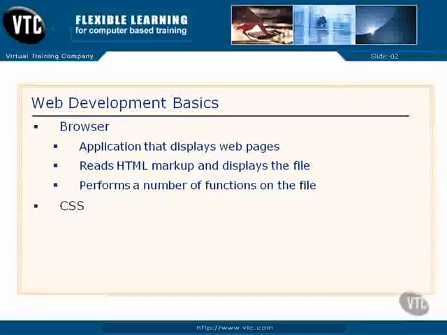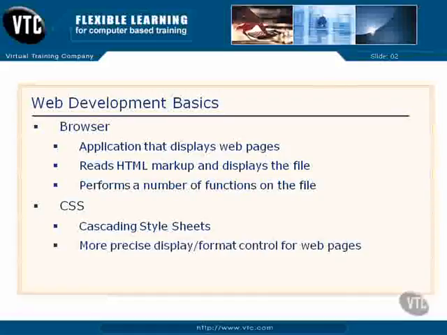We'll get into that a little bit later. CSS, or cascading style sheets, is something that we can use to give us a more precise display and format control on the data that we show in the browser, because regular HTML markup really only told us what size and in relation to each other. It didn't give us a whole lot of specifics.